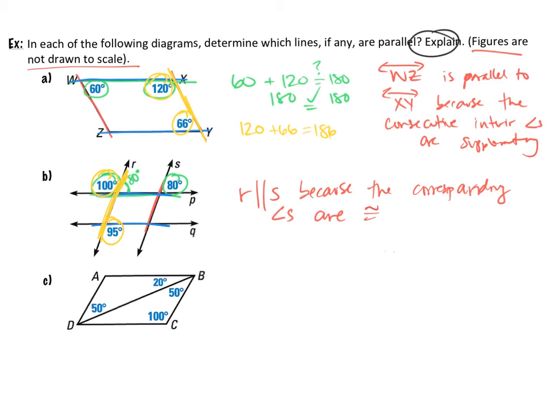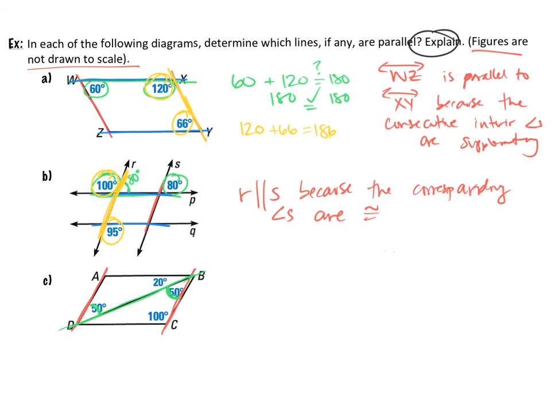In example C, we're going to start by looking at line AD and line BC, and the transversal that we know lots of information about is this line right here, BD. We know this angle is 50 degrees and we know this angle is 50 degrees. They are on opposite sides of the transversal, so alternate, and they're interior to the two lines we're looking at, so alternate interior angles. For these lines to be parallel, those angles need to be congruent. They are both 50 degrees, so they are congruent.